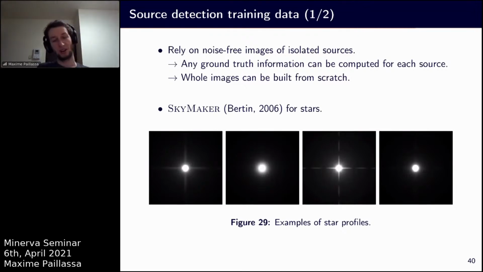And so how do we do to have such images with their ground truth? We rely on noise-free images of isolated sources so that we can compute the ground truth on those noise-free flux images of isolated sources. And we can build whole images from scratch by putting these sources at different locations. So for stars, we rely on SkyMaker, which is an astronomical image simulation software, where we can see here different star profiles.